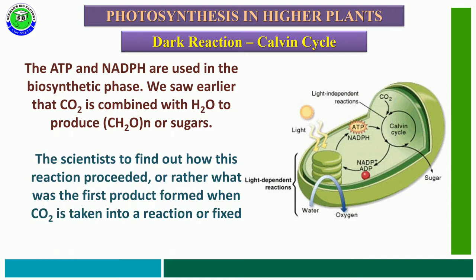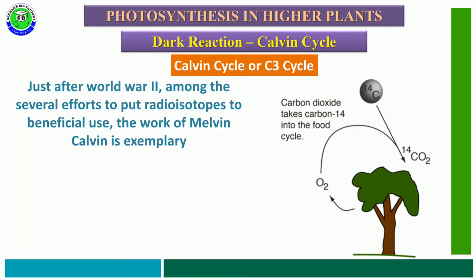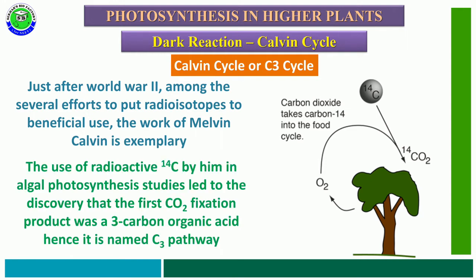Scientists tried to find out how this reaction proceeds, and what was the first product formed after carbon dioxide fixation. The first method of carbon dioxide fixation is the Calvin cycle, also called the C3 cycle. Just after the Second World War, among several efforts using radioisotopes, Calvin conducted several experiments to know the pathway of carbon dioxide fixation.